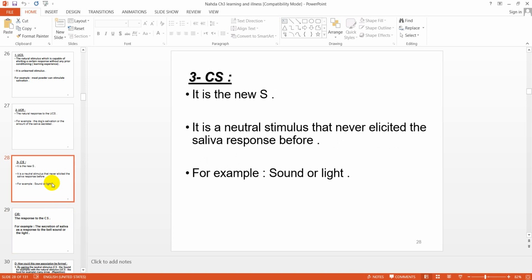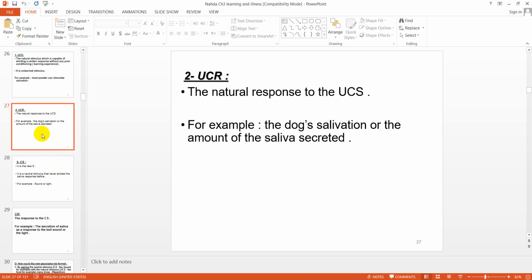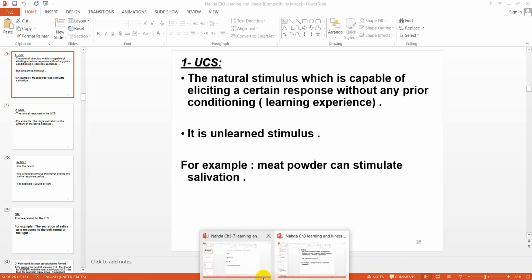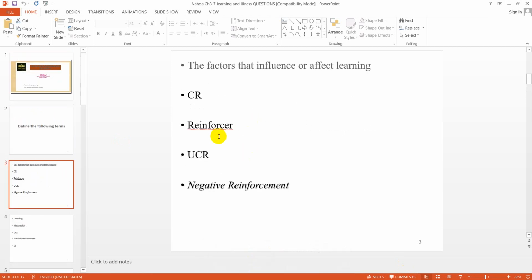And also you have to know the meaning of UCR. UCR, unconditioned response, is a natural response to the unconditioned stimulus. And what about the unconditioned stimulus? Sorry, this is the unconditioned response. This is the unconditioned stimulus. It is the natural stimulus which is capable of eliciting a certain response without any prior conditioning. Now get back to questions. I think now we will be able to define UCR.